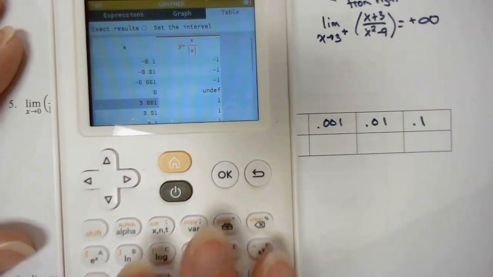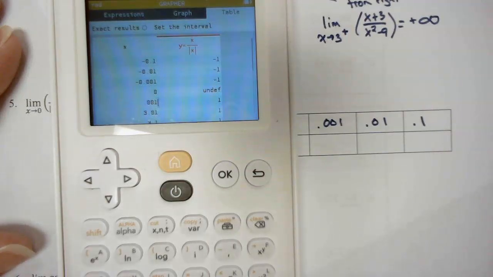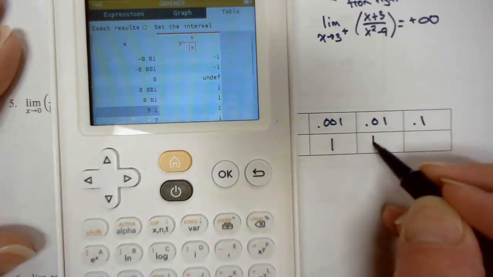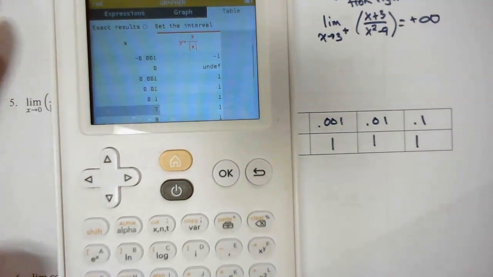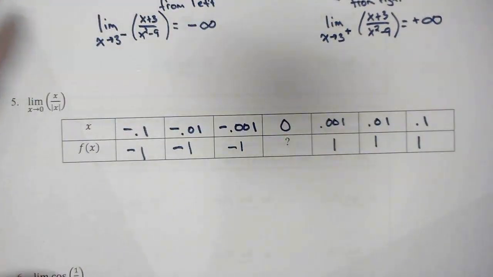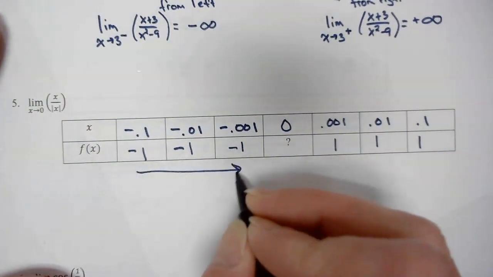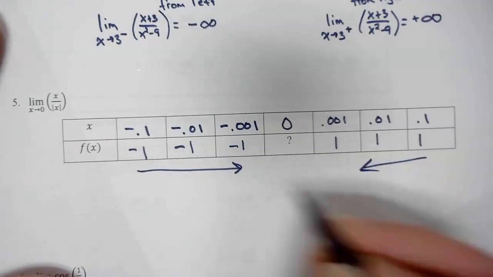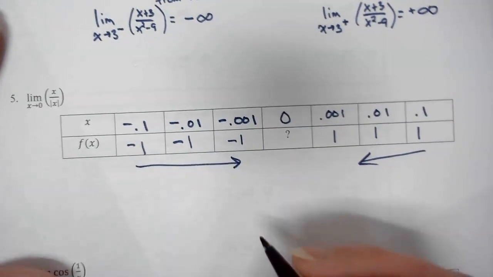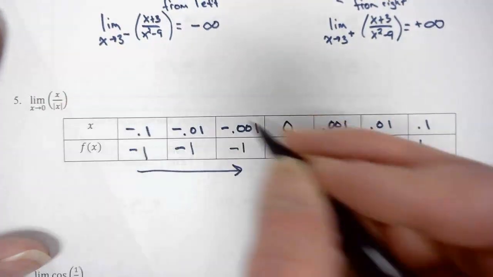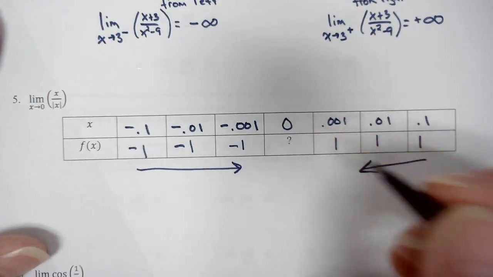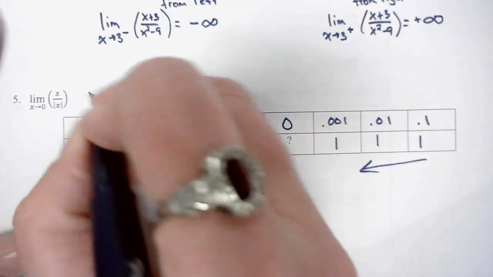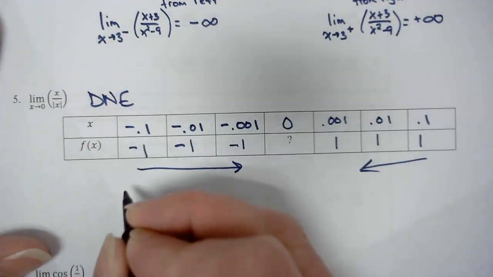Let's go on the right side. 0.001, 0.01, 0.1. So from the left side, everything is negative 1s. From the right side, everything is positive 1s. So I can't figure out what's happening at 0 because they're not approaching the same spot. So it does not exist.